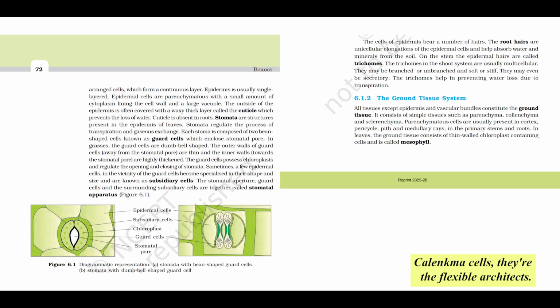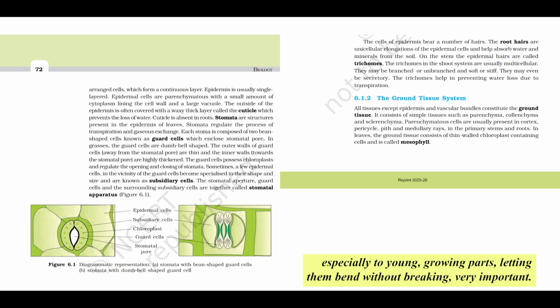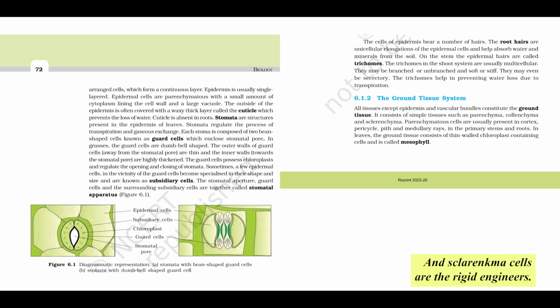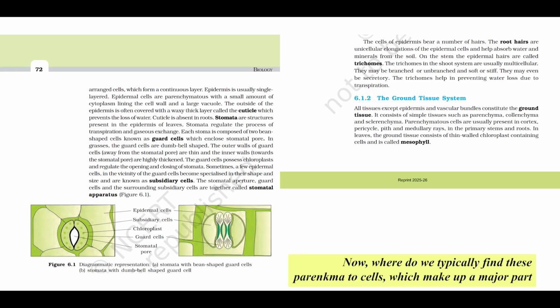Collenchyma cells, they're the flexible architects. They provide flexible support, especially to young, growing parts, letting them bend without breaking, very important. And sclerenchyma cells are the rigid engineers. They provide strong mechanical support and rigidity, giving mature, non-growing parts their strength and protection. Think of nutshells or fibers.